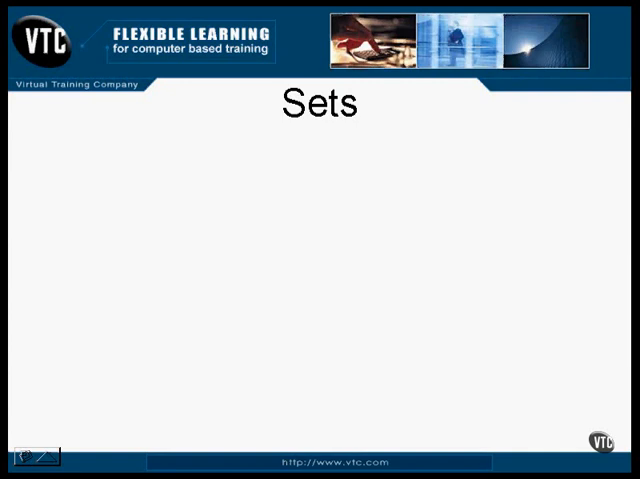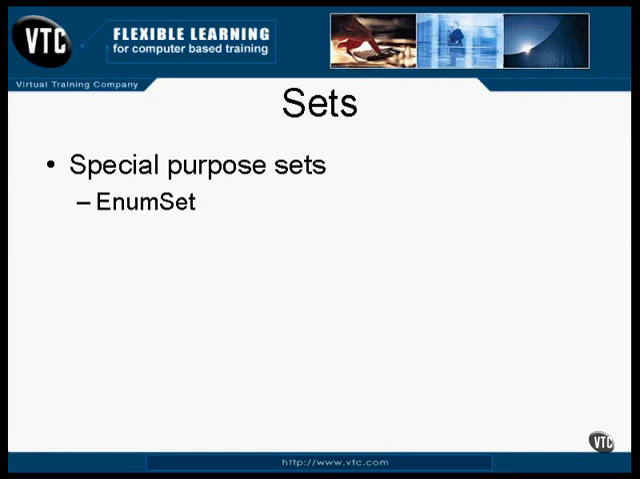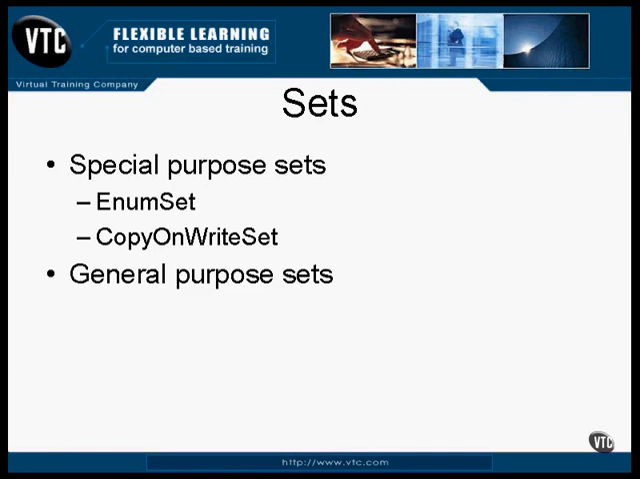There are 2 fundamental kinds of sets. One kind of set is the special purpose set, and there are 2 of these. An enum set can be built to hold just enums of a special type. A copy-on-write array set does not store the objects you pass to it. It makes copies of the objects and stores the copies. But the sets you are probably more interested in are the general-purpose sets, and there are 3 of these.